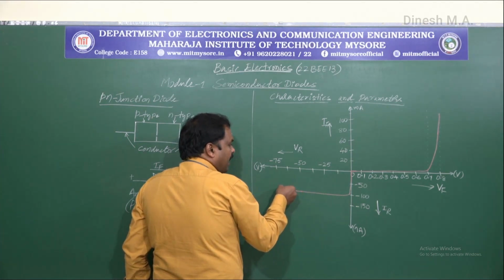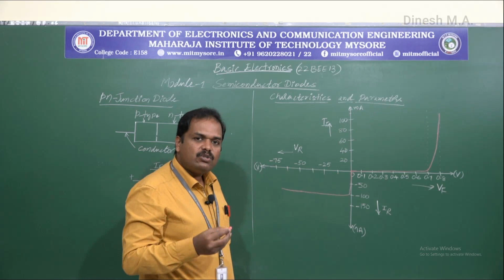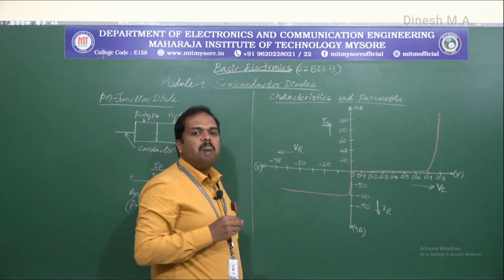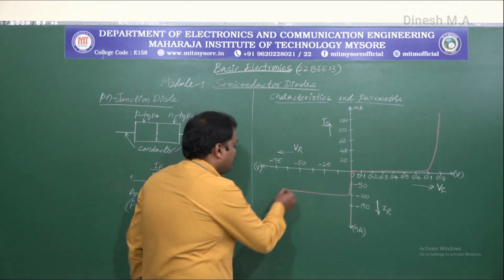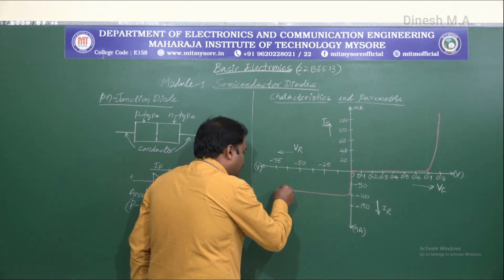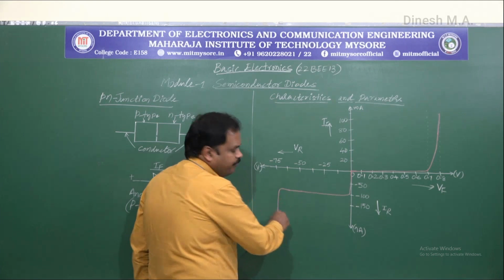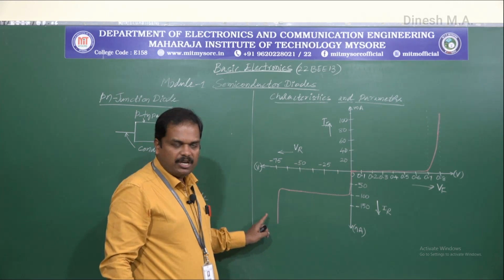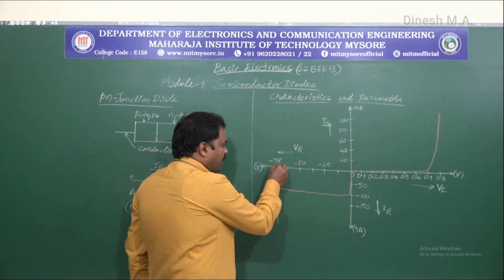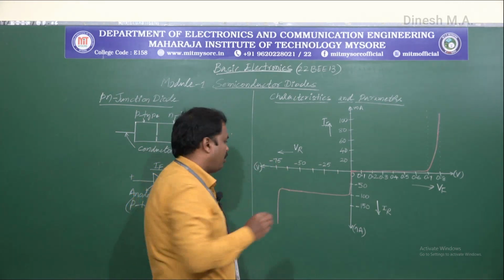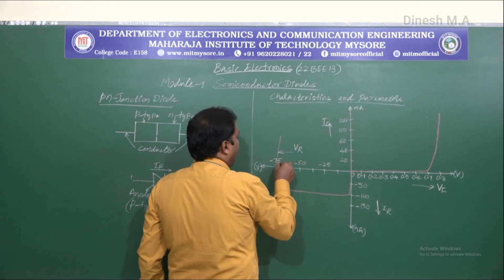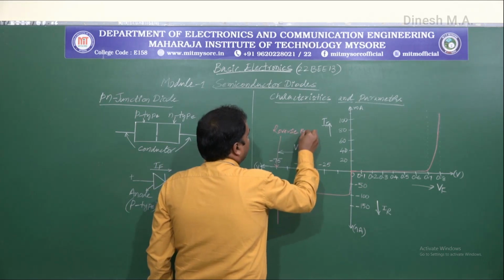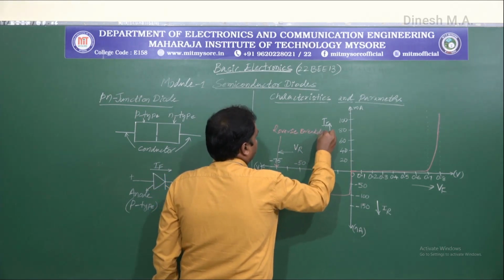When the reverse voltage crosses a particular point, say for example minus 75 volts, typically the junction is said to be broken and there will be a huge current flowing through the junction. The point where the junction breaks down, we call this point the reverse breakdown voltage.